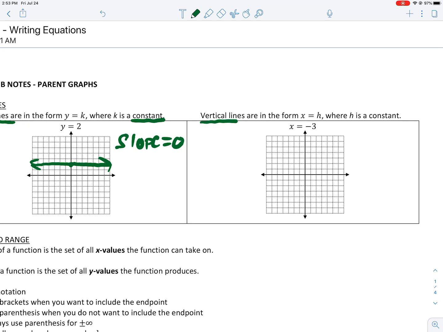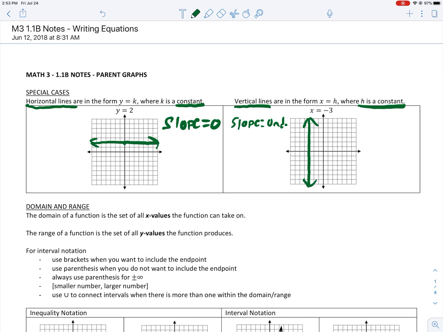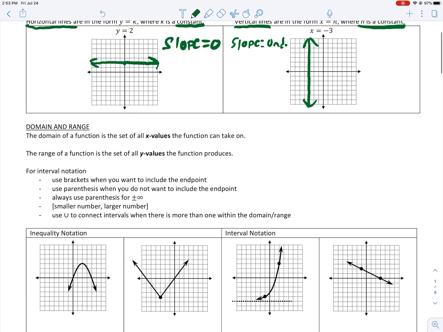Well, a vertical line, the slope is undefined. So it's vertical, straight up and down. So at x equals -3, we're going to have a vertical line. Again, this time h is the constant. So you have positive slope, negative slope, slope of 0 is a flat line, and slope that's undefined is a vertical line.